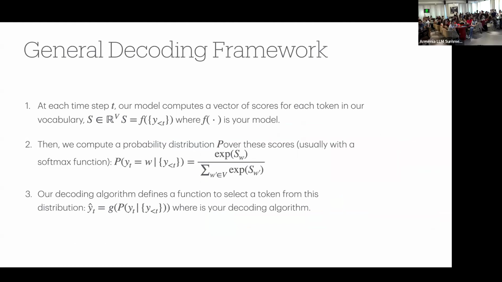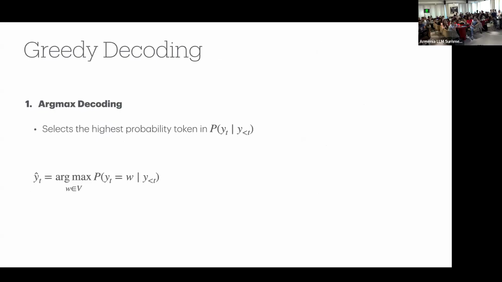Essentially what ends up happening, as you know, is that at every token you're going to get a probability distribution over all the other tokens. And then there's some algorithm that defines which token you're going to pick. That algorithm is called the decoding algorithm.